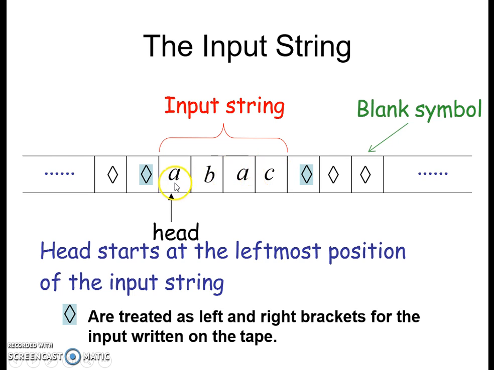You might be wondering, what are these blank symbols here? The blank symbols are nothing but this: whenever a machine encounters a blank symbol, it halts. We can also say that if there is no symbol in a cell, it is represented by a blank symbol. Here we have the string A, B, A, and C. Here is the head. Please note that the head always starts at the leftmost position of the input string. The blank symbols are treated as left and right brackets for the input written on the tape.